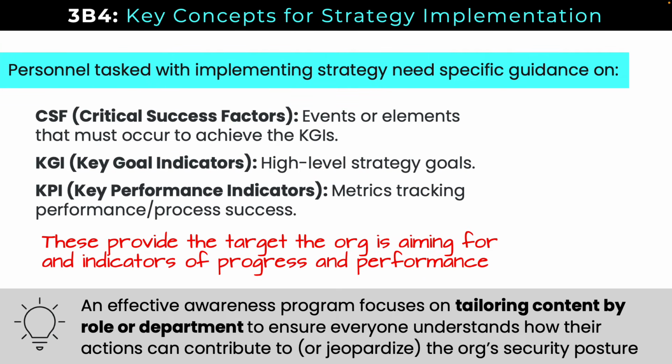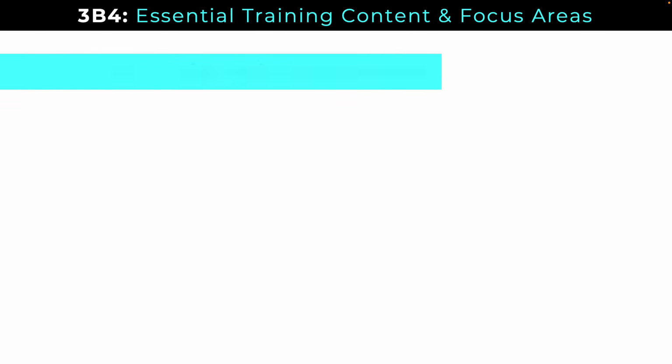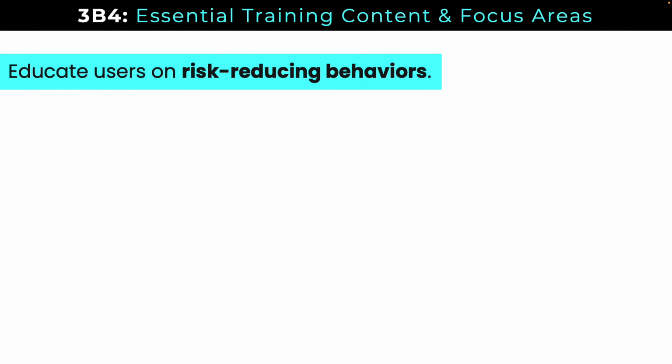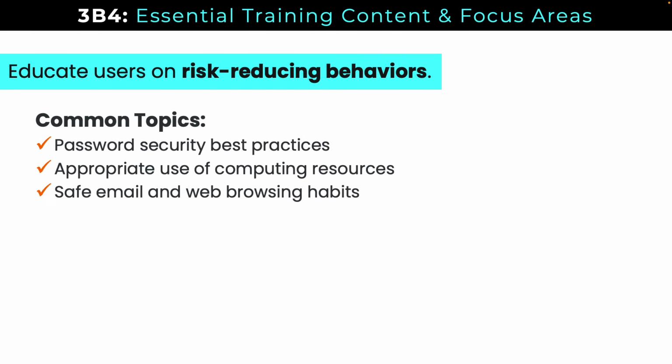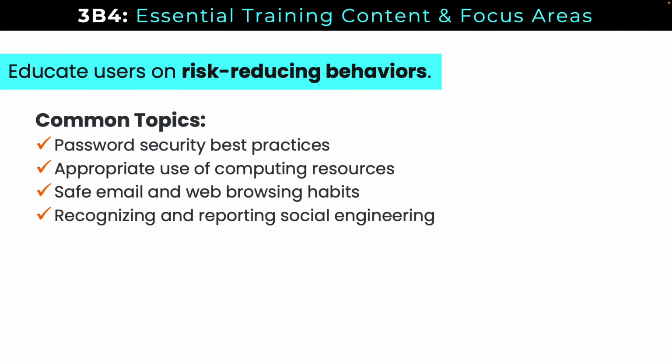An effective awareness program focuses on tailoring content by role or department to ensure everyone understands how their actions can contribute to or jeopardize the organization's security posture. We want to educate users on risk-reducing behaviors. So common topics might include password security best practices, appropriate use of computing resources, safe email and web browsing habits, recognizing and reporting social engineering.